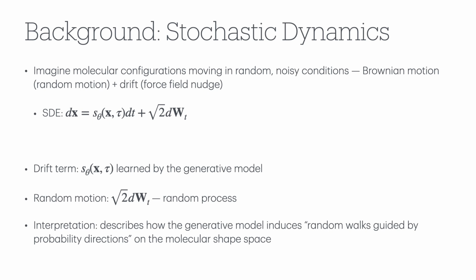Just imagine molecular configurations moving in random, noisy conditions. We have our Brownian motion, which is the random motion term, and the drift, which is the force field. That's what this SDE, or stochastic differential equation, is saying. dx, the change in our actual configuration, is equal to our score function times dt, so we have our force, basically our velocity, times dt, something that describes how this motion is going to happen. And then we have dWt, which is just random Gaussian noise added to this term. That's what these bullets are explaining. This describes how the generative model induces random walks guided by probability directions on the molecular shape space.